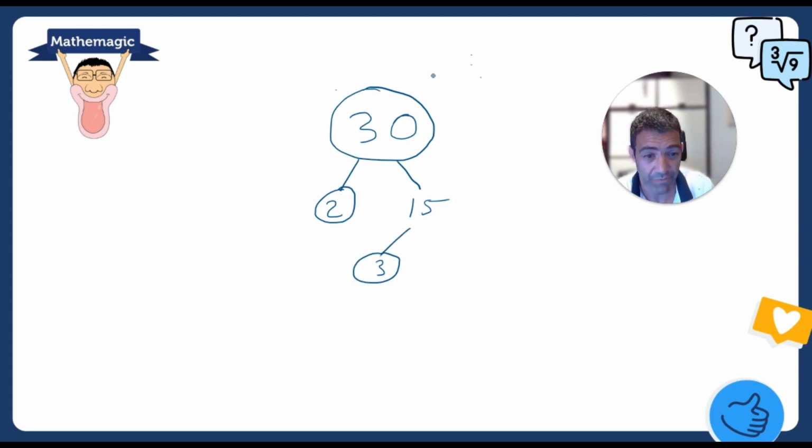Notice I put the prime factors inside of bubbles, and so this is going to be a 3 times a 5 here, and my 5 is also prime, and so I'm left with 2 times 3 times 5, and this is going to be my prime factorization for the number 30. And sure enough, you can double check. 2 times 3 is 6, and 6 times 5 is 30.